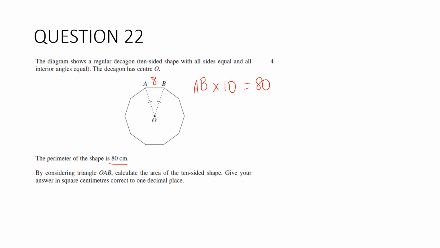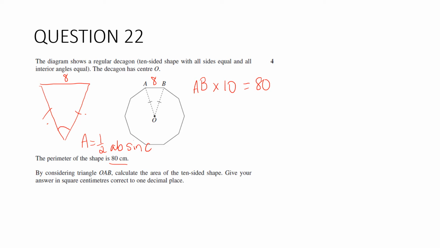By considering triangle OAB, let's draw a bigger version of that. Calculate the area of the 10-sided shape and give your answer to 1 decimal place. Right, so we're going to use the formula A is equal to a half ab sine C. We've got a bit of a problem though. We don't know this angle and we don't know these sides, so we need to work those out.